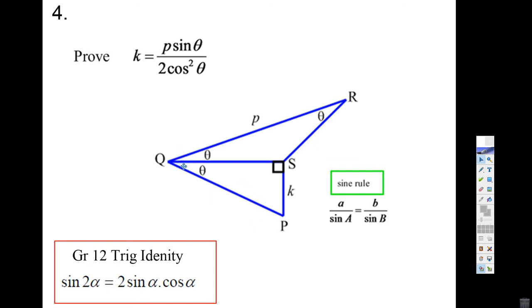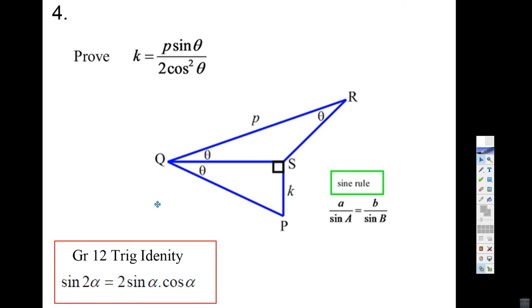Well, here we've got this picture. We've got PSQ, a right angle triangle. We've got QSR, a non-right angle triangle, an obtuse triangle here. But these two angles are theta. They're equal, so it's an isosceles triangle. Two angles equal. And there's the same angle theta there. Here's the side K. And here is the long side P.